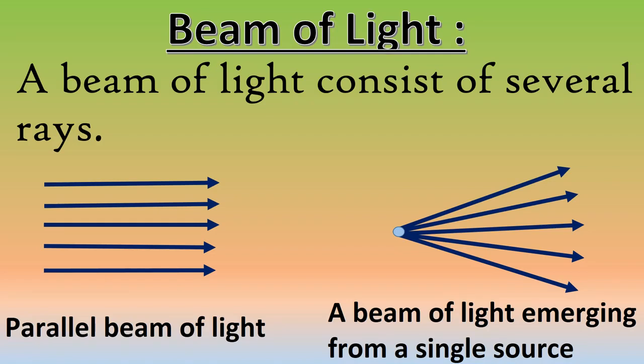Whereas in the next representation, we can have different rays emerging from a single point source. It is represented as a beam of light emerging or coming out from a single source. These rays are going into different directions.